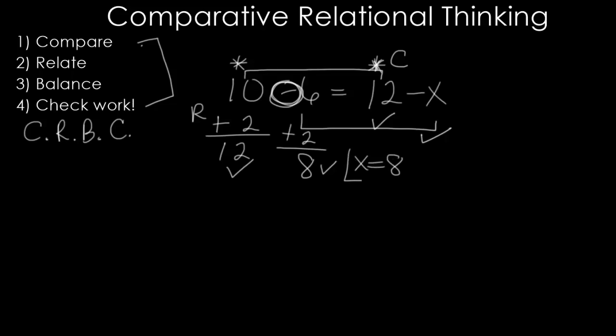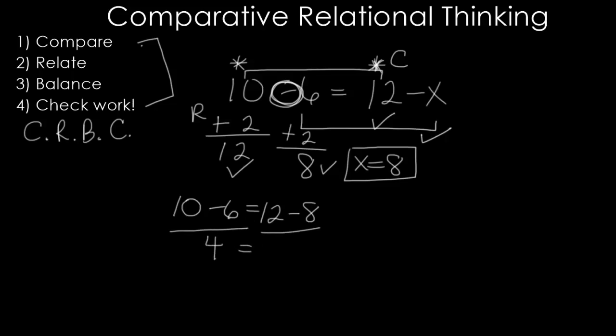Now what is our final thing? What do we have to do? We need to check our work, right? So our original problem says 10 minus 6 equals 12 minus x. What is x? We said it's 8. So 10 minus 6 is 4. Does that equal 12 minus 8, which is 4? Yes, it does. Great. So that is true. Okay, so x is 8.